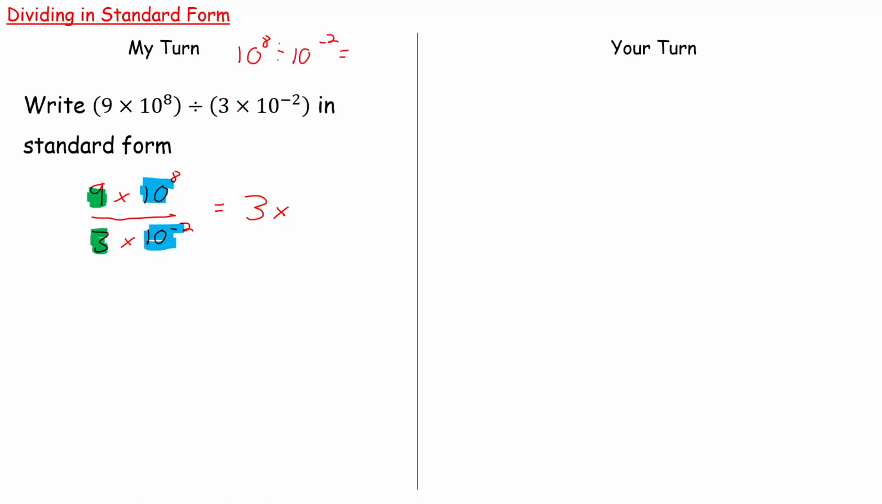If you're dividing indices with the same base, we've got this base here being 10, you subtract the powers. So you do 8 take away negative 2. 8 take away negative 2 means 8 plus 2, so you get 10 to the power of 10. So we get times 10 to the power of 10. I'm not going to rewrite it like this for all of them now, but basically when you divide numbers in standard form, you divide your number parts. 9 divided by 3 is 3, 10 to the 8 divided by 10 to the minus 2 is 10 to the power of 10, okay? And that is how we do this.